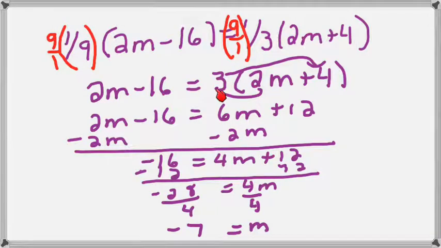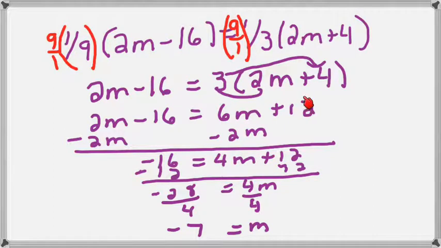So now I have those fractions gone, and the only side I have to distribute on is this side. Over here, 1 times 2m minus 16, because when you multiply a number by its reciprocal, you just get 1, is just 2m minus 16. So you got rid of this. Over here, 3 times 2m is 6m, and 3 times 4 is 12. Now I don't have any more distributing.